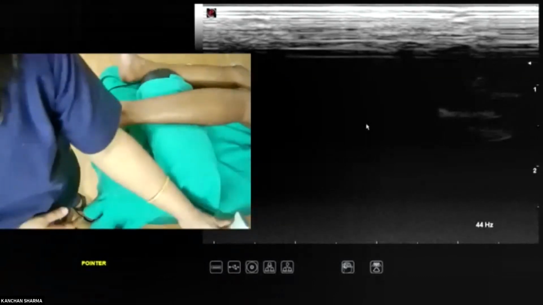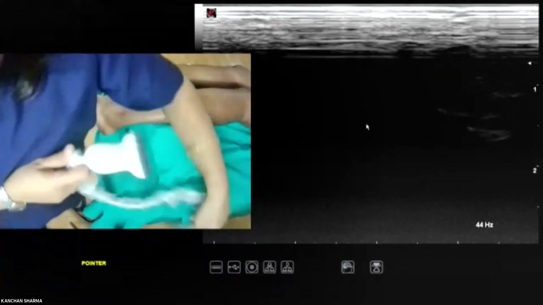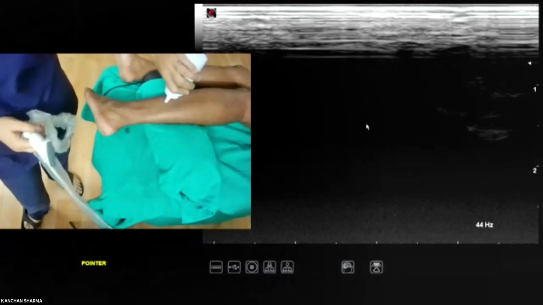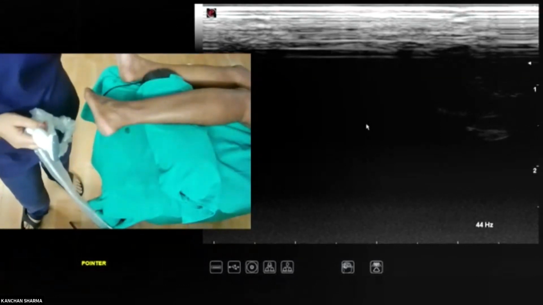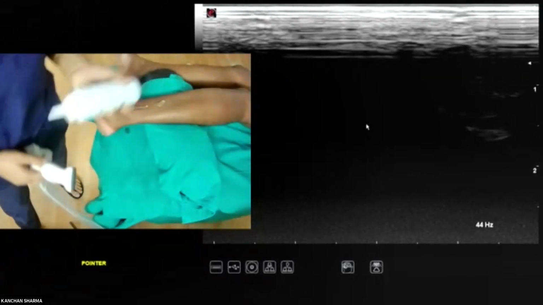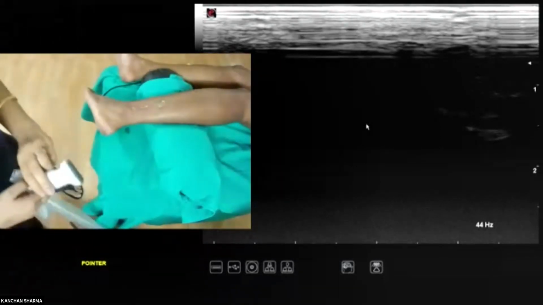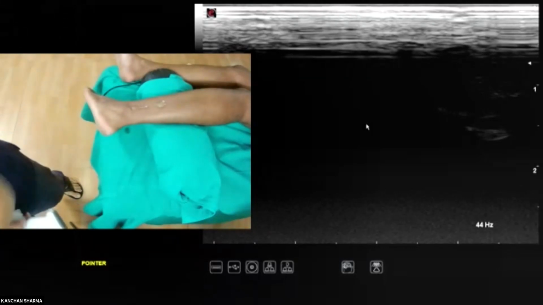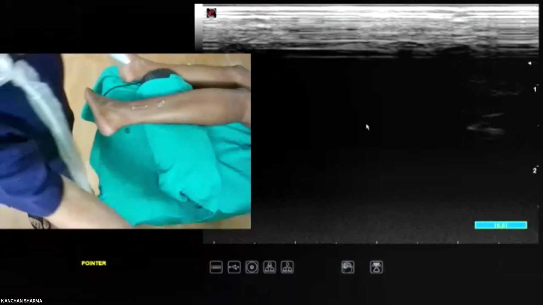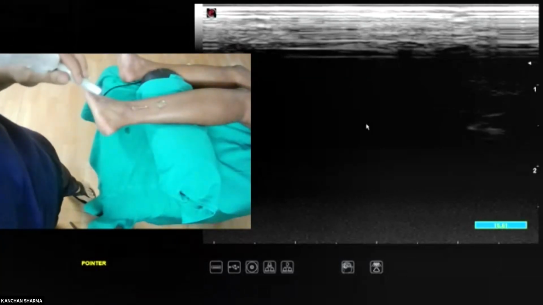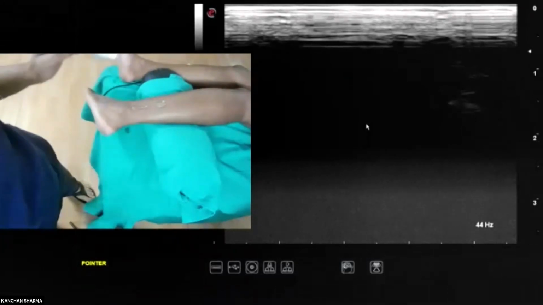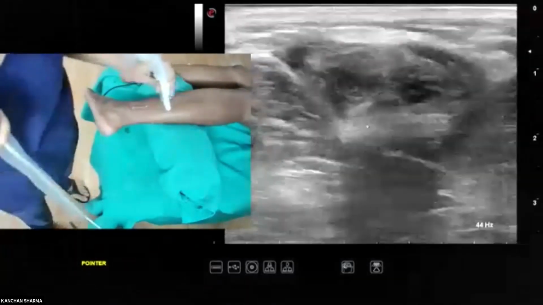There are 2 ways to find it out. Let us learn the easiest way, and then I'll be telling you the difficult way also. Whichever you are comfortable with, you can use. What we are supposed to do now is I'm just increasing the depth to approximately 3 centimeters. I hope this will be more than sufficient, and if not, I'll increase it further.